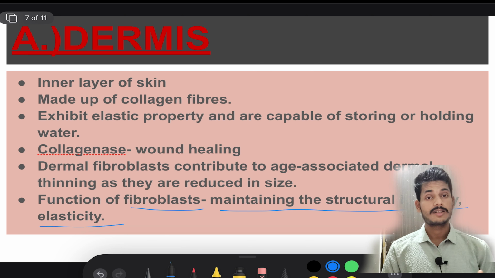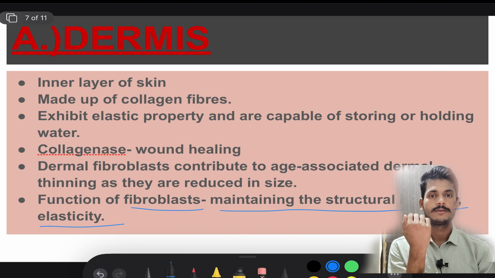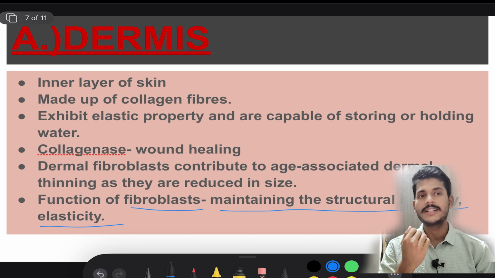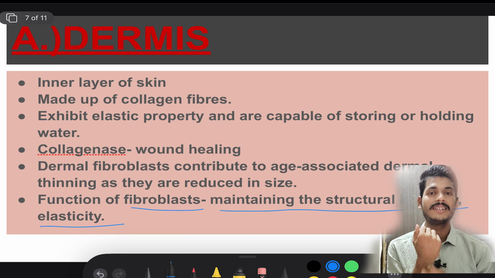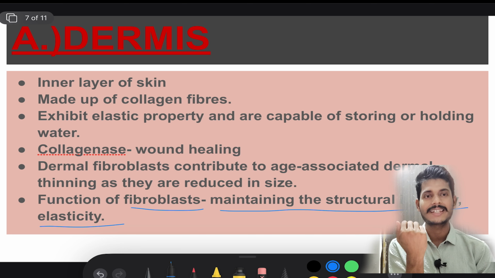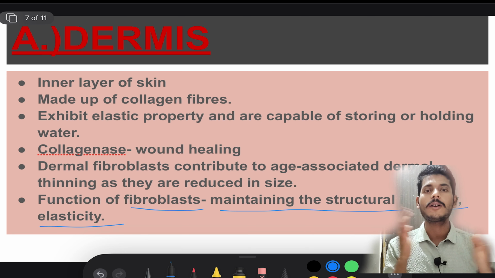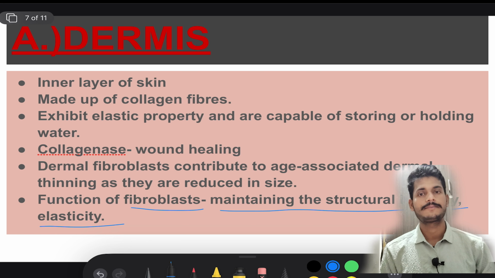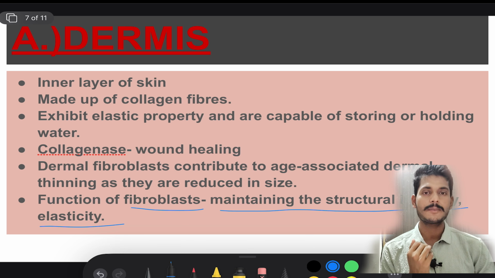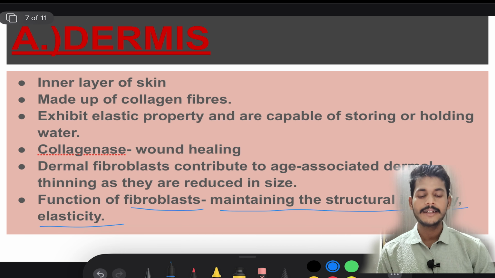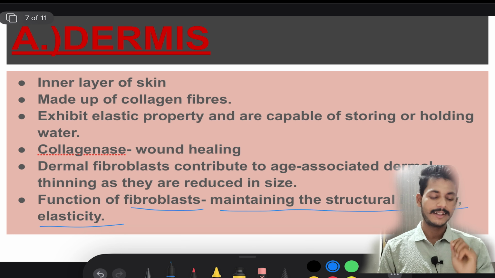Suppose our skin is too tough, then whenever we touch some rough surface, it easily becomes injured. Just because our skin is elastic, you can rub your hand vigorously, but you don't have an immediate injury, an immediate cut on the skin, just because of the elasticity. And this elasticity is mediated by the fibroblast, which is present in the dermis.